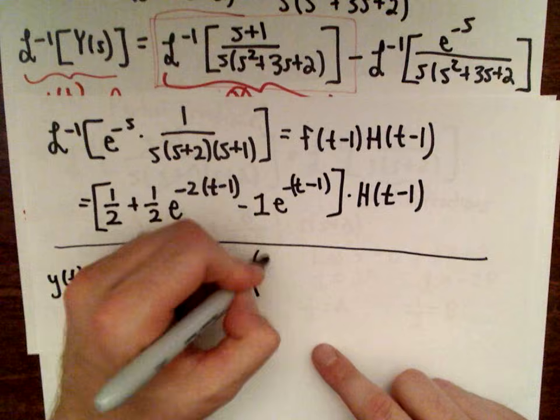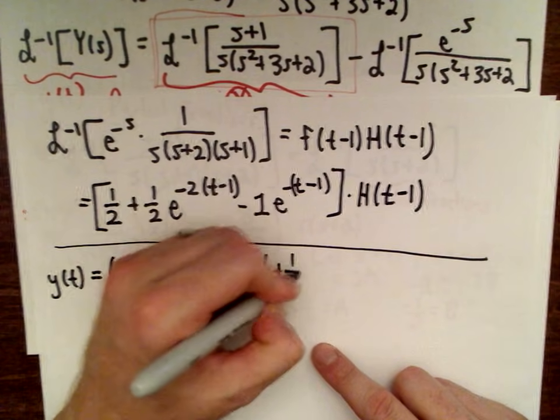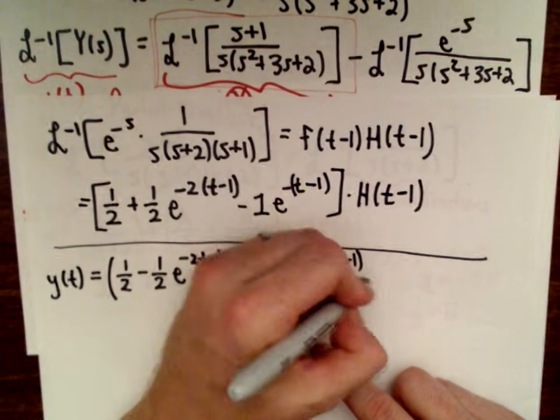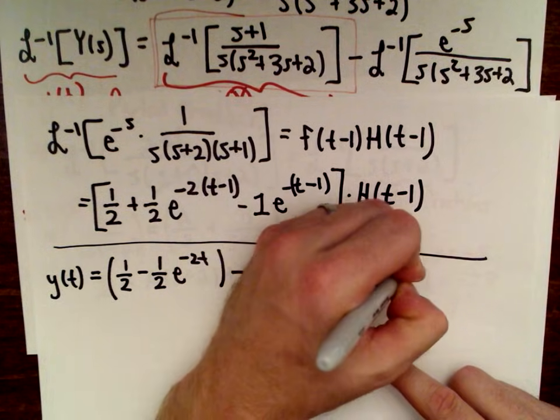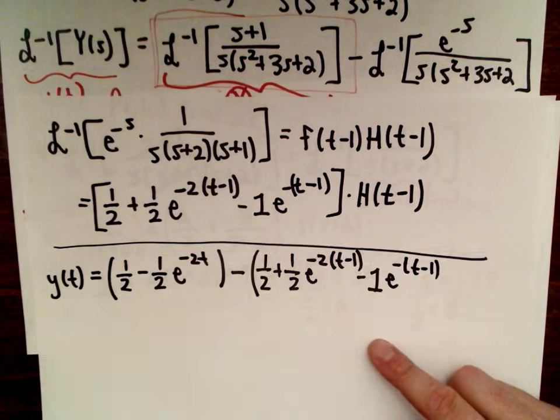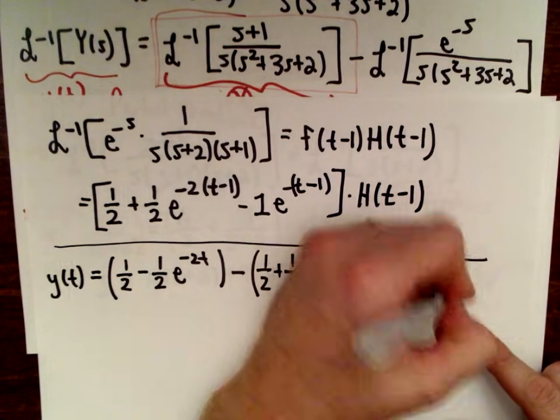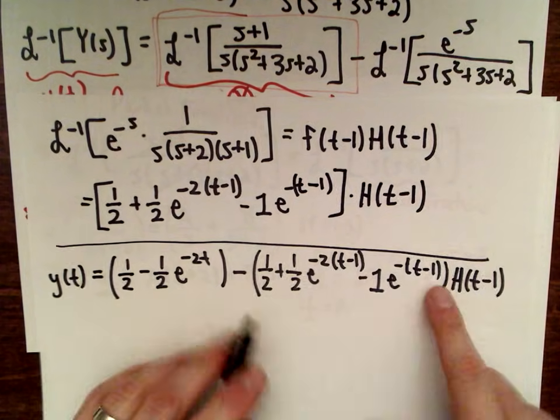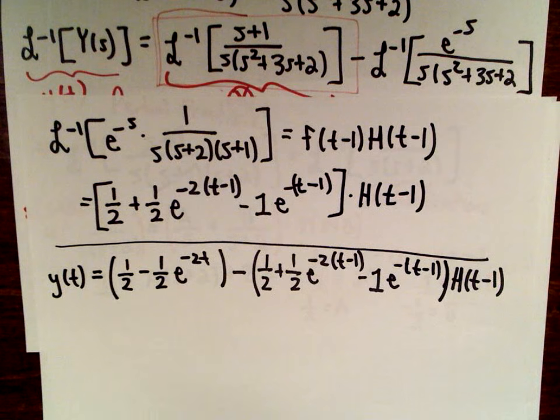So that's going to be 1/2 plus 1/2 e to the negative 2t minus 1 minus 1 e to the negative (t minus 1) power, all being multiplied by h of t minus 1. So I've now put everything together. Do I have all my parentheses in the right place? I think so. And that, to me, looks like our solution. Trying to make sure I didn't leave anything out here. All looks good to me.